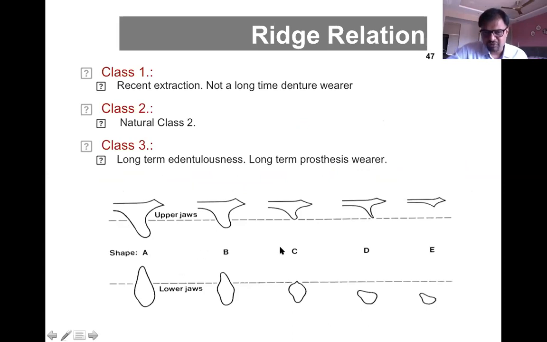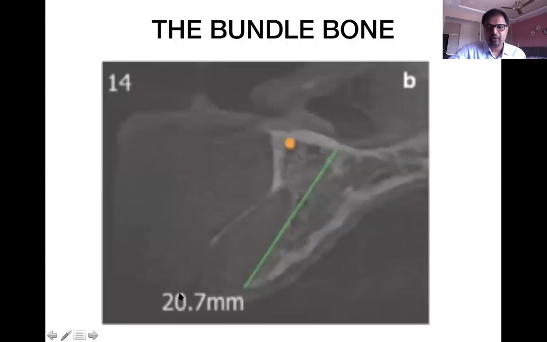And as the duration of edentulism increases, you see that the maxilla has become extremely small, and so has the mandible. Okay, so what we see here is this part. Remember, this is the most important part of the bone that you will remember and treat for the rest of your life, and that's what we call the bundle bone or the alveolar bone proper.